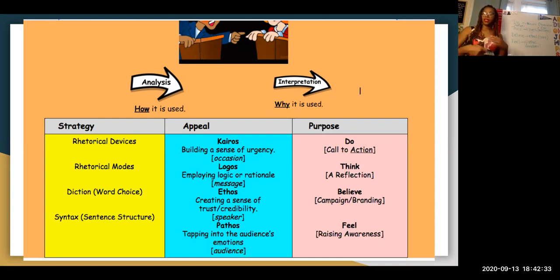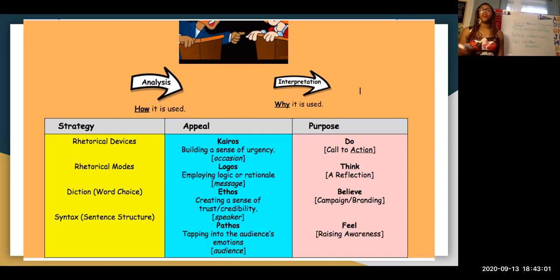So are they appealing in that way? Have they incorporated things like data and statistics? Have they incorporated scientific evidence, things like that? Are they appealing using ethos appeal, which is creating a sense of trust and credibility? Like, can you trust your speaker? Are they saying things like, well, my background is in this, or I've studied this for a long time? That's building that sense of credibility, okay?